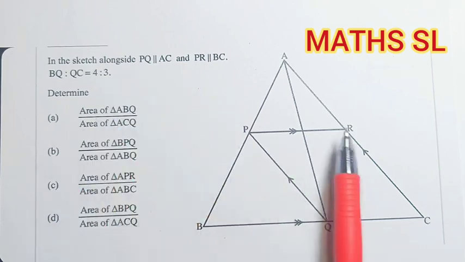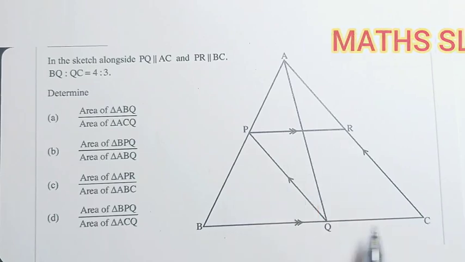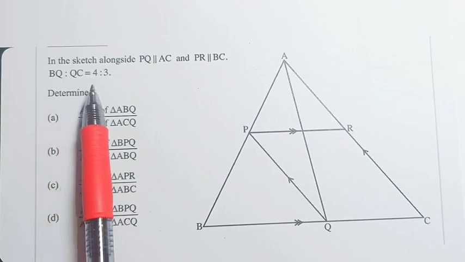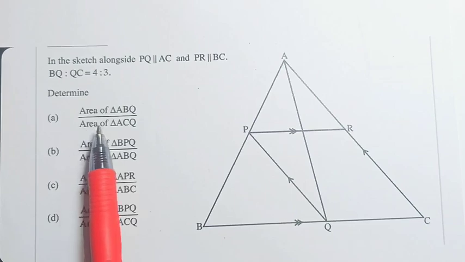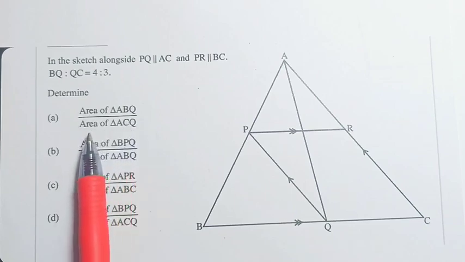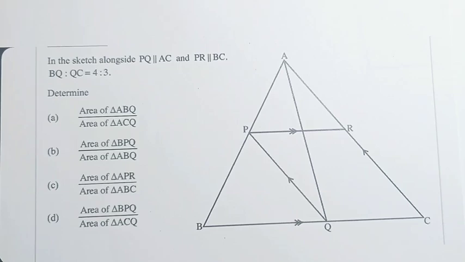The question says in the sketch alongside, PQ is parallel to AC, this is a single arrow, and PR is parallel to BC, double arrow. BQ ratio QC is equal to 4 ratio 3, and then you have to determine the area of triangle ABQ over area of triangle ACQ. These are the different questions they pose.